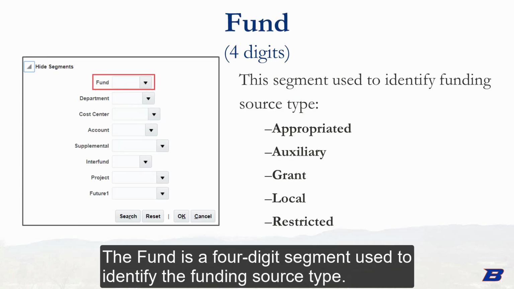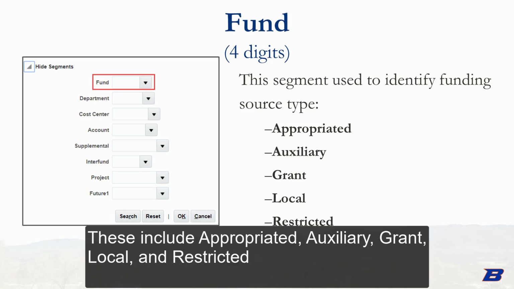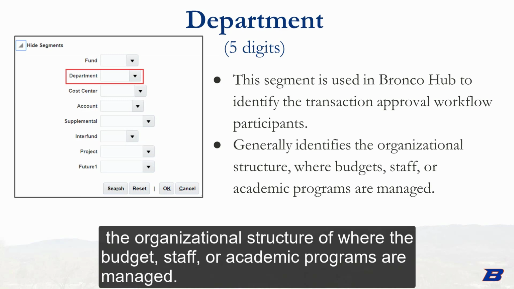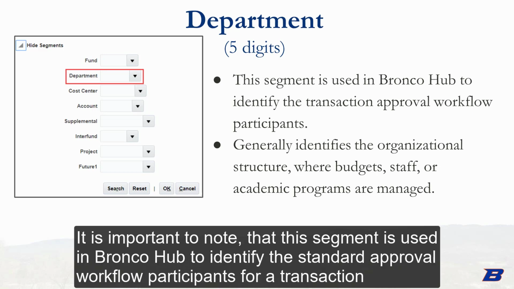The fund is a 4-digit segment used to identify the funding source type. These include appropriated, auxiliary, grant, local, and restricted. The department is a 5-digit segment that generally identifies the organizational structures of where the budget, staff, or academic programs are managed. It is important to note that this segment is used in Bronco Hub to identify the standard approval workflow participants for a transaction.